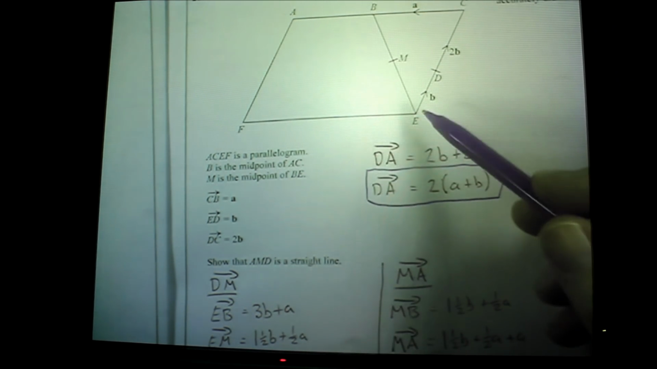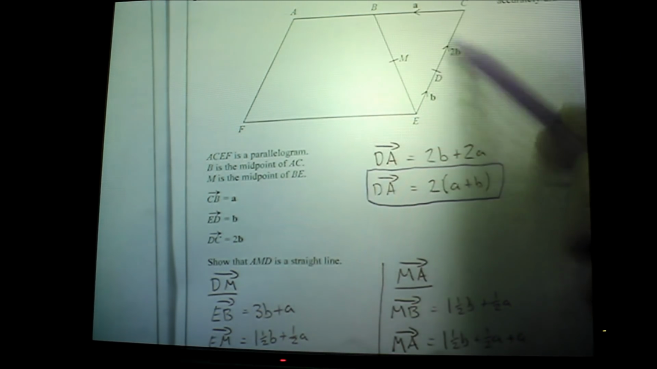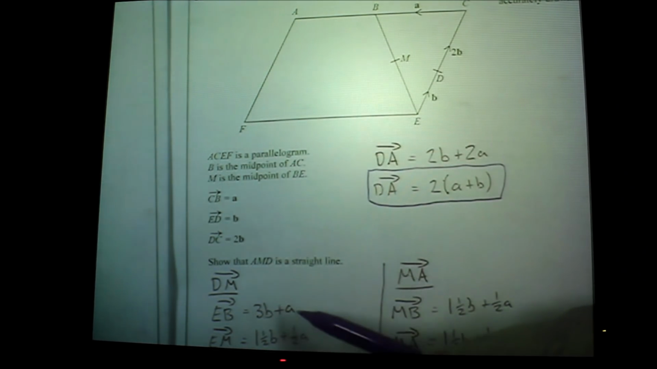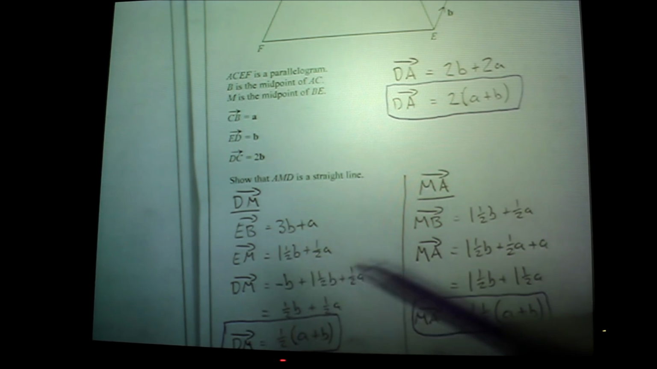To go from D to M, first of all I went from E to B. And to go from E to B, it's 3B add A. So there we go, 3B add A. But because it's only half that distance, that's the midpoint, I've actually halved it. So it's 1.5B add a half A.